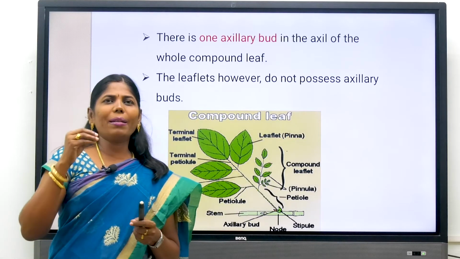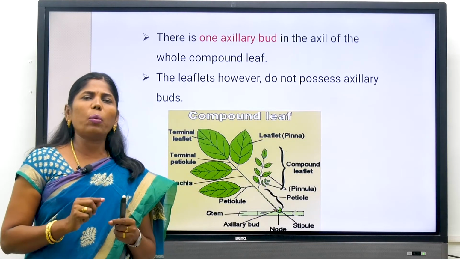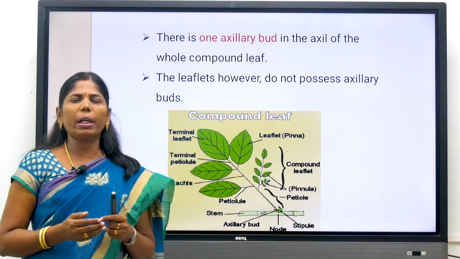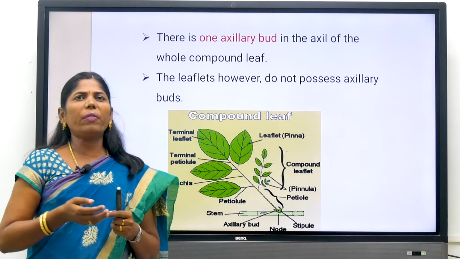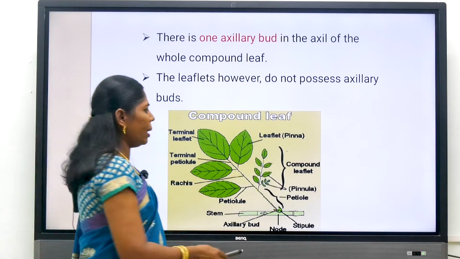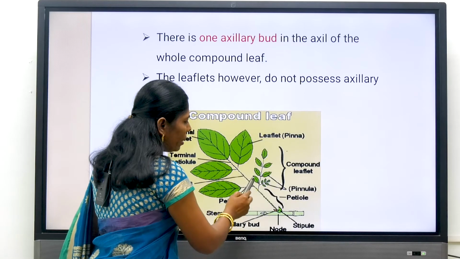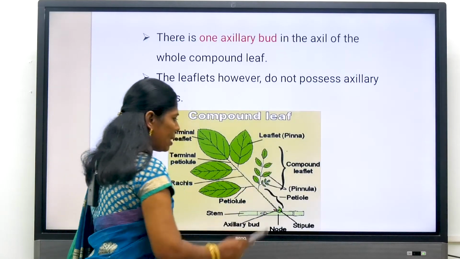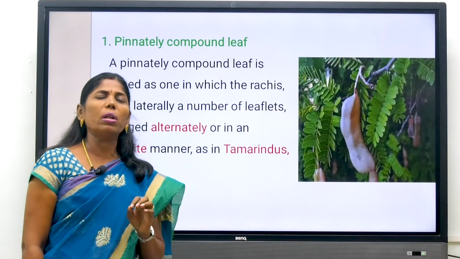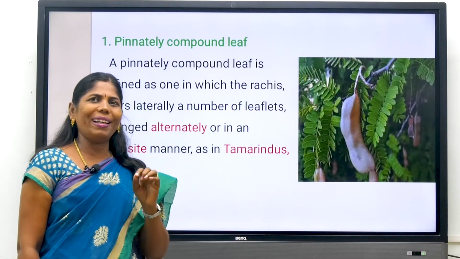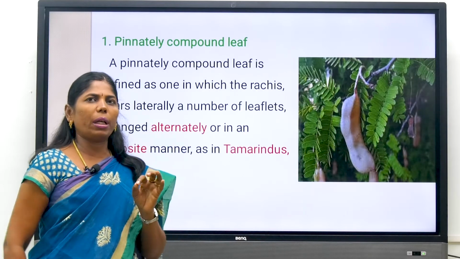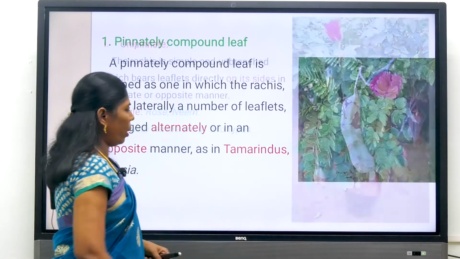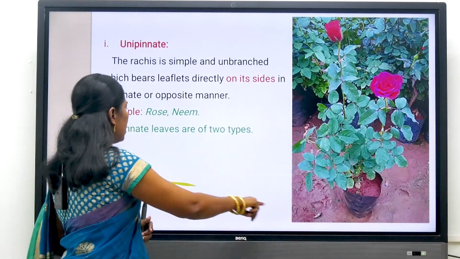So what is the main character of the compound leaf? It has only one axillary bud, present at the base of the compound leaf. At the base of the node we can see only one axillary bud. You can see here this is the only axillary bud, at the base of the rachis. Only one axillary bud will be present at the base. We cannot see an axillary bud at each and every leaflet. Only one axillary bud is present in this region.